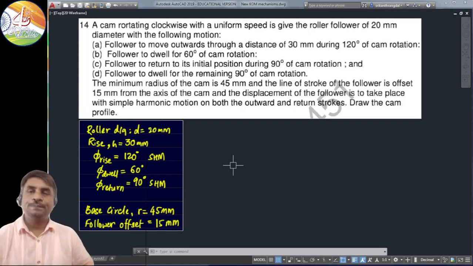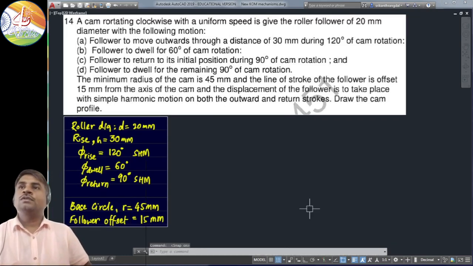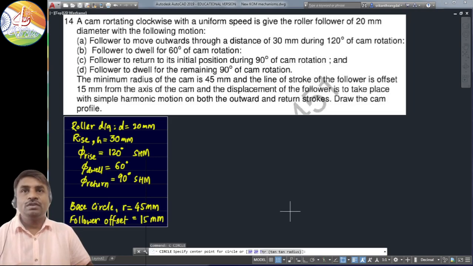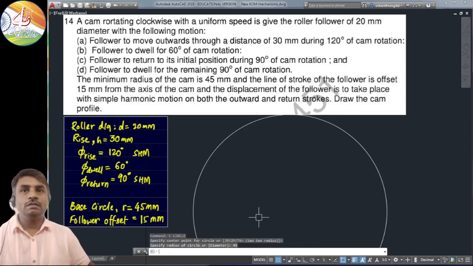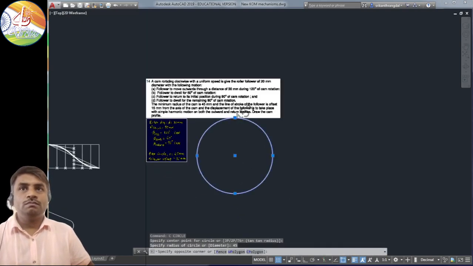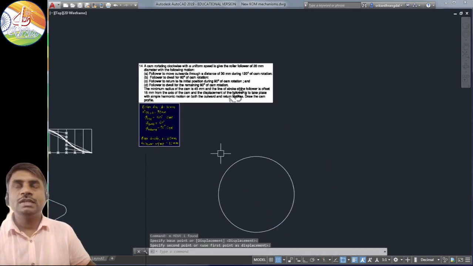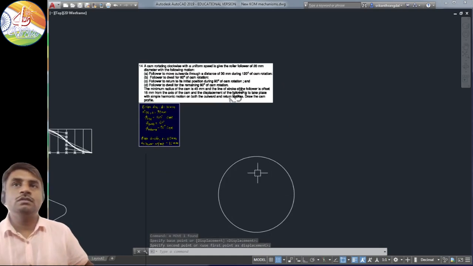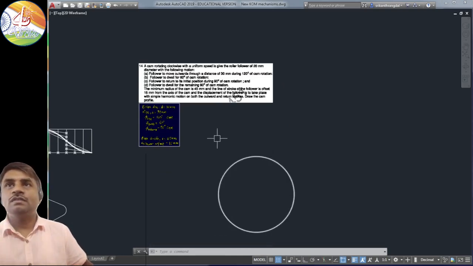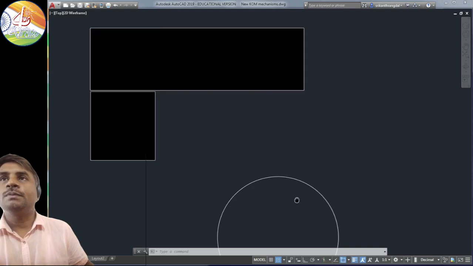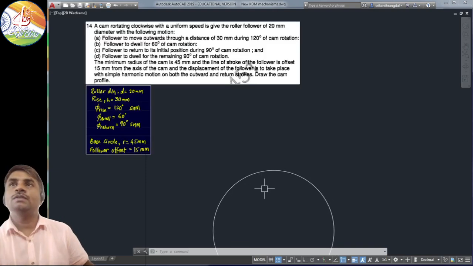So let's begin. The first step, of course, is to draw the base circle, and we know here that the base circle radius has been given as 45 mm. So let's take a circle of 45. Okay, that's a bit big. We need to get an idea about how big the circle is going to be, and how big the cam is going to turn out to be, and we have to adjust its size on the paper so that it's going to appear within the limits of whatever page size we have.